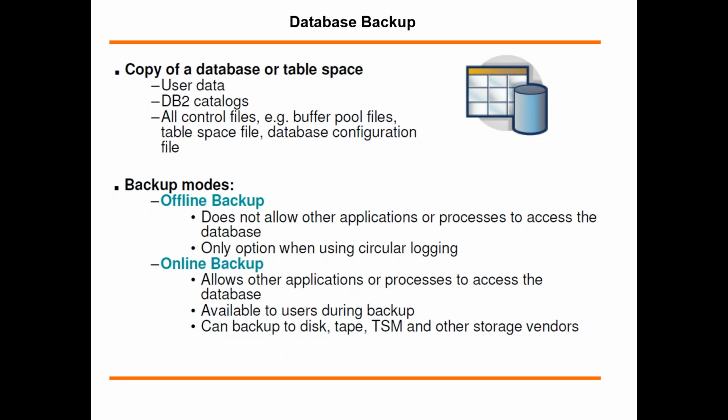There are two different backup modes like any other database. One is offline backup, another one is online backup. The word offline means that you have a database in a down situation. Your database is deactivated, no applications connected, which is the default one and which is the only option available when you have circular logging enabled. Circular logging, right? It's a no archive log mode. In a no archive log mode, you cannot do online backup. It's a standard.